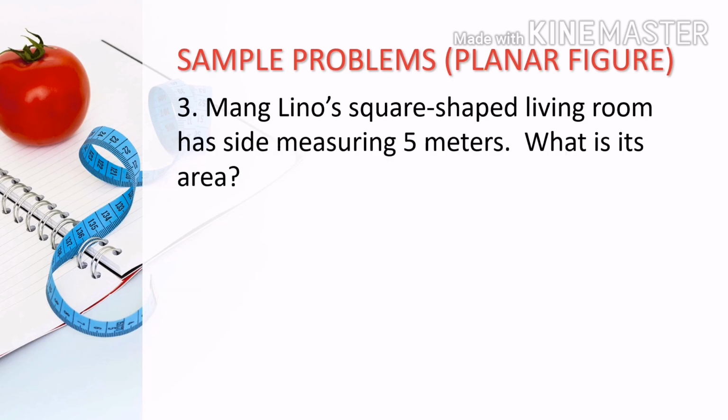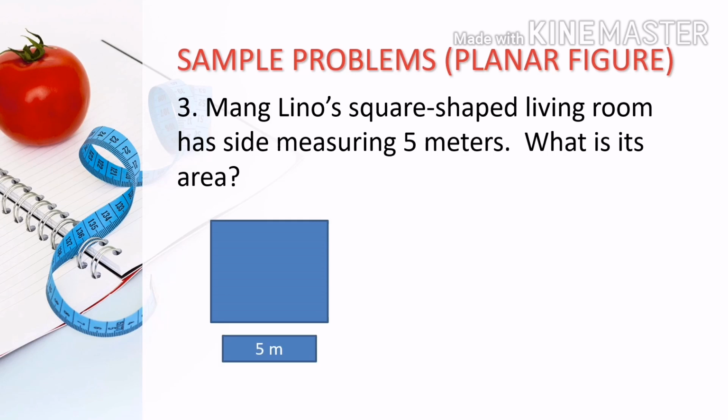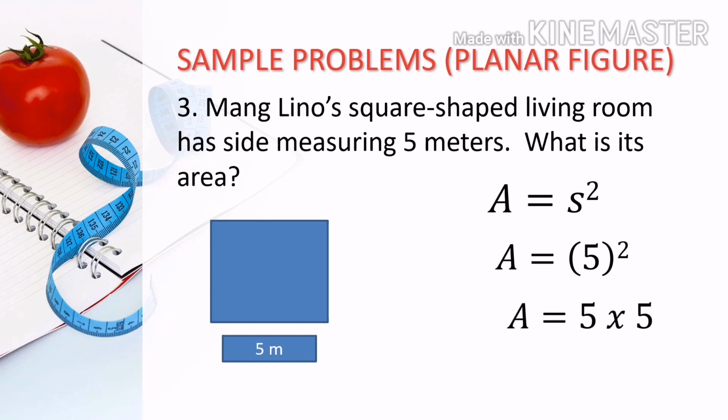Third example. Manglino's square-shaped living room has side measuring 5 meters. What is its area? Bakit isa lang ang ibinigay na measurement? Of course, kasi alam natin, dahil square to, isa lang naman talaga ang sukat ng 4 na sides. So, 5 meters daw. So, area can be computed by s squared, meaning imumultiply lang natin yung side times side. So, 5 squared gives us 25 square meters.